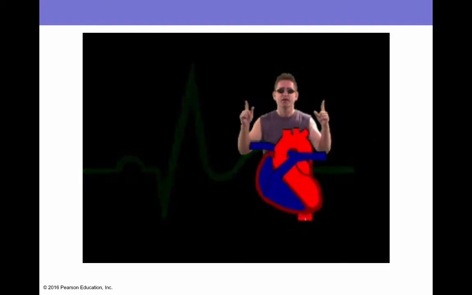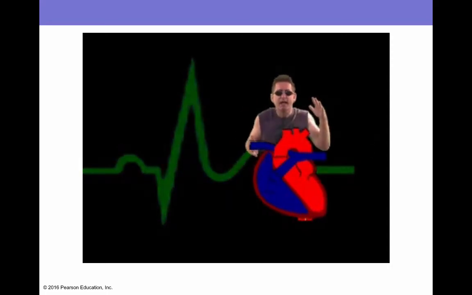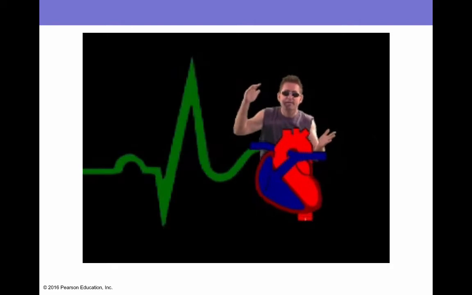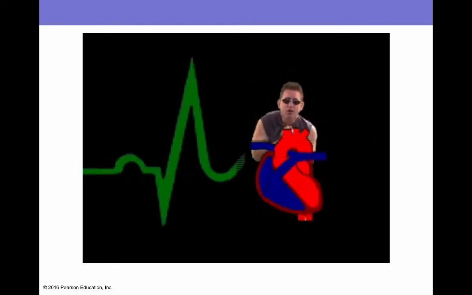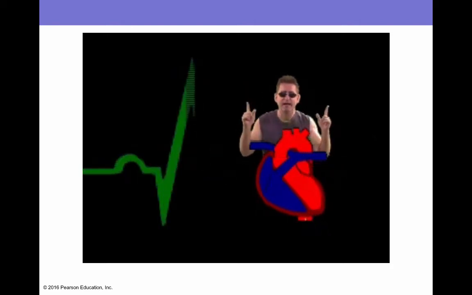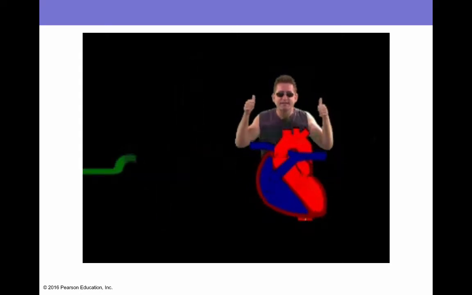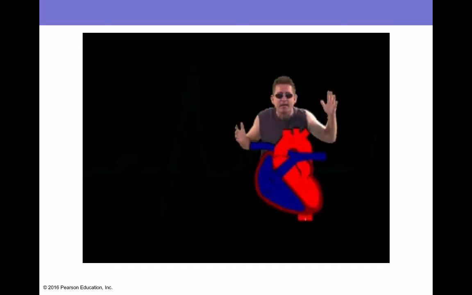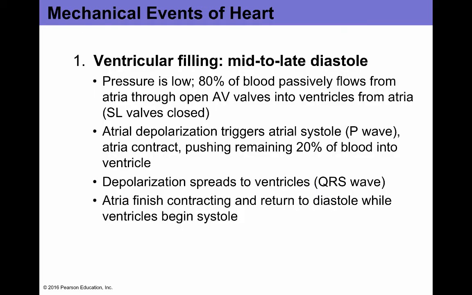Physiology during systole. The aortic valve is open. Physiology on diastole. The aortic valve is closed. Physiology during systole. The aortic valve is open. Physiology. Okay, I won't do that much longer for you.